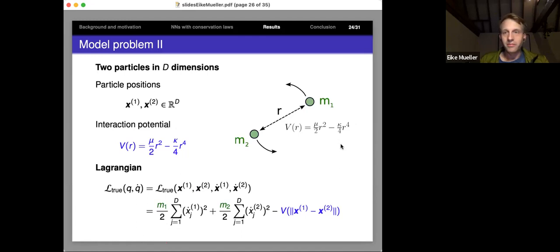The second model problem is a bit more complicated, but the idea is the same. I have two particles moving in d dimensions now. They have some positions, x1 and x2. And I assume that the true interaction potential has this form here. It's a double well potential, so it only depends on distance. I can write down the true Lagrangian, which consists of kinetic terms and a potential term here. That's the true Lagrangian.